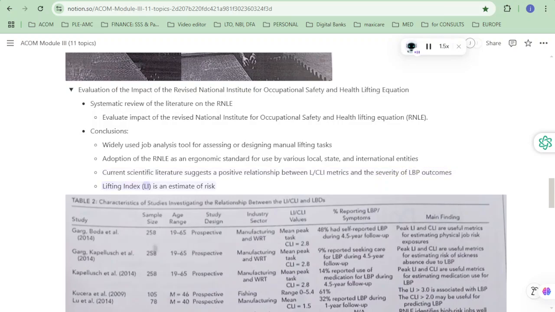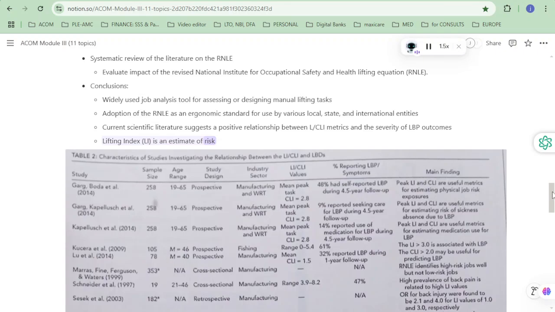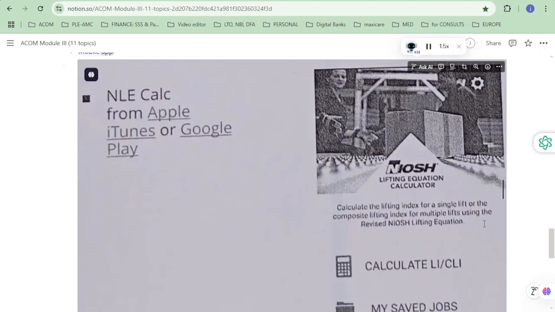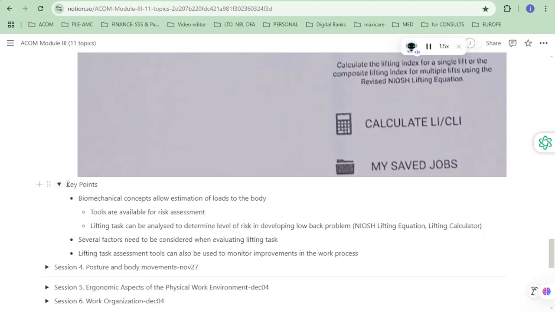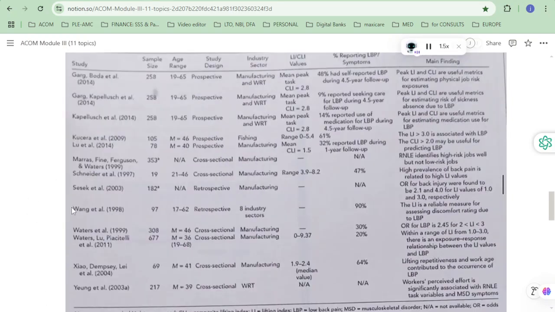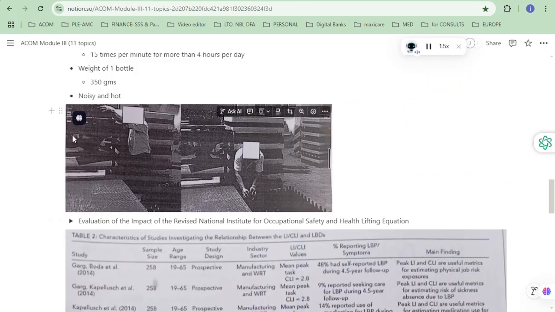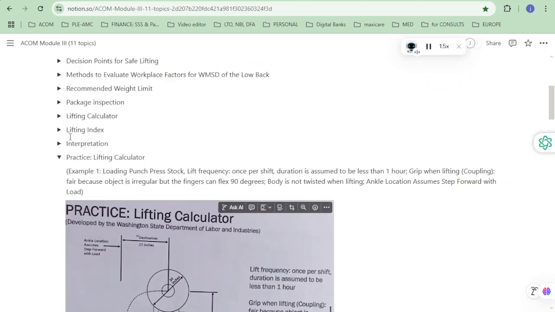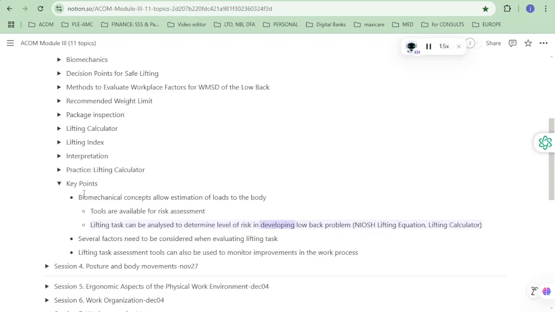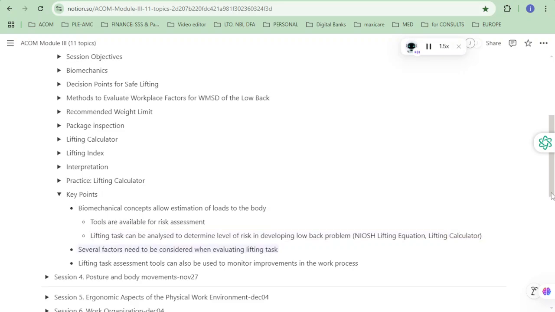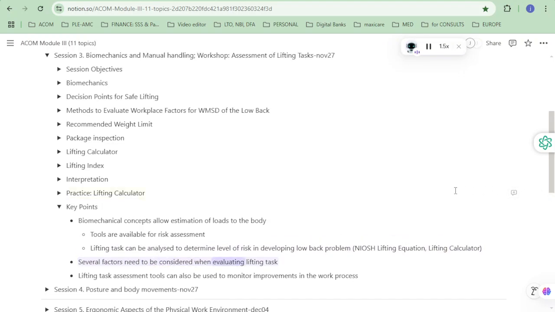Lifting Index, LI, is an estimate of risk. Mobile app. Key points. Biomechanical concepts allow estimation of loads to the body. Tools are available for risk assessment. A lifting task can be analyzed to determine the level of risk in developing low back problems: the NIOSH lifting equation, the lifting calculator. Several factors need to be considered when evaluating a lifting task. Lifting task assessment tools can also be used to monitor improvements in the work process.